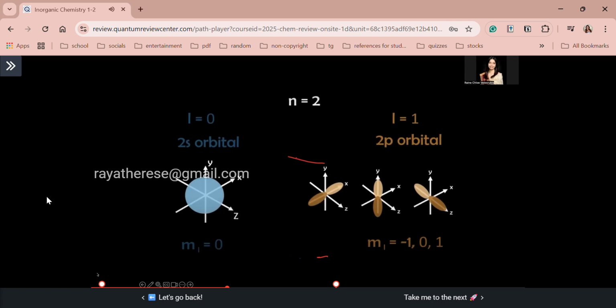For n is equal to 2, there are two possible azimuthal quantum numbers. It's L is equal to 0 and L is equal to 1. So for L is equal to 0, it corresponds to the 2s orbital. Guys, 2s siya kasi n is equal to 2. L is equal to 0, kaya s siya. Okay? It corresponds to this shape, where m sub L is equal to 0.